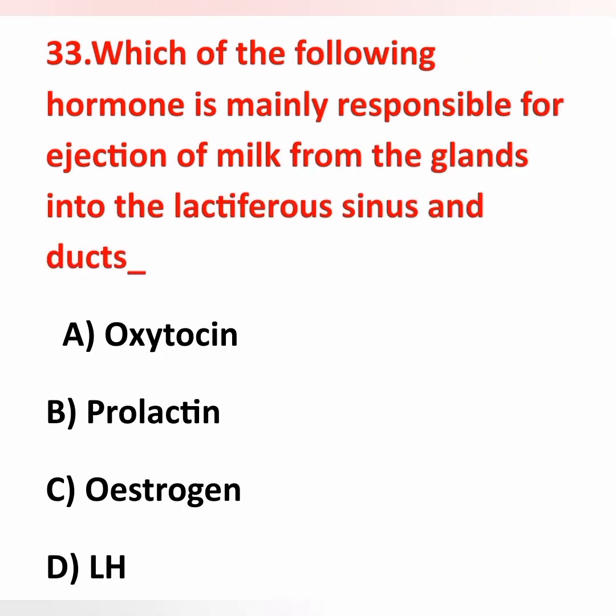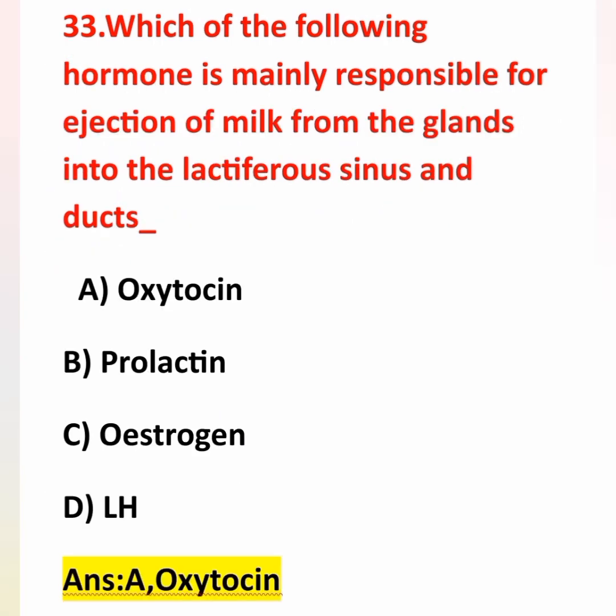Okay, question number 33. Which of the following hormones is mainly responsible for ejection of milk from the glands into the lactiferous sinus and ducts? Correct answer is oxytocin. Oxytocin is helpful for milk ejection, and prolactin is helpful for milk secretion.